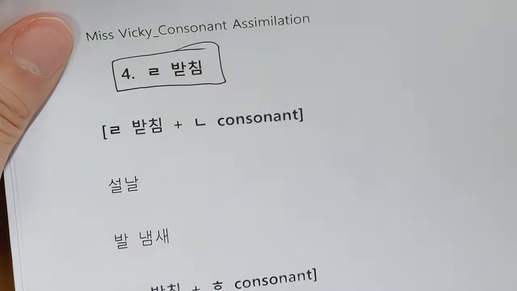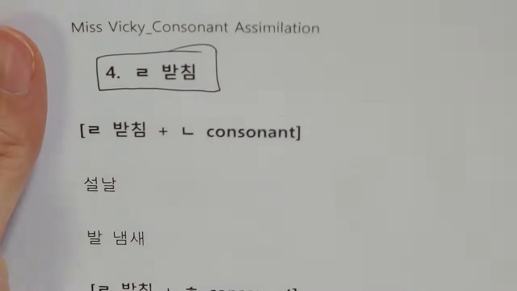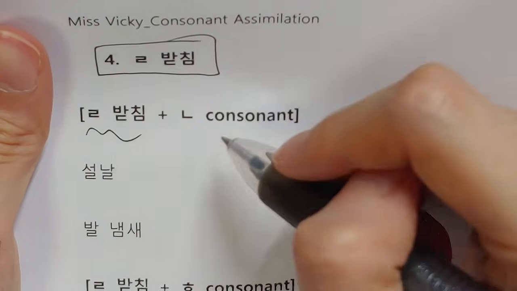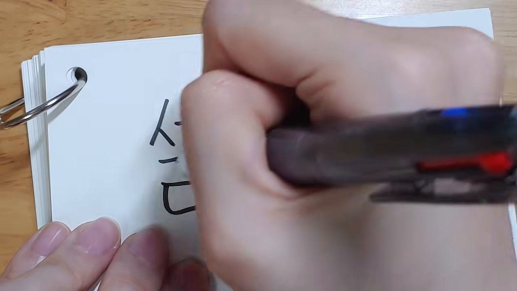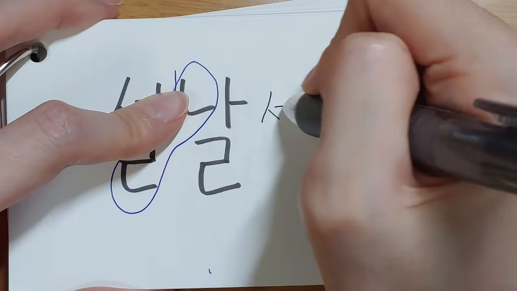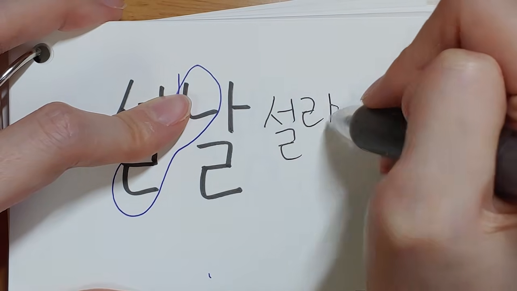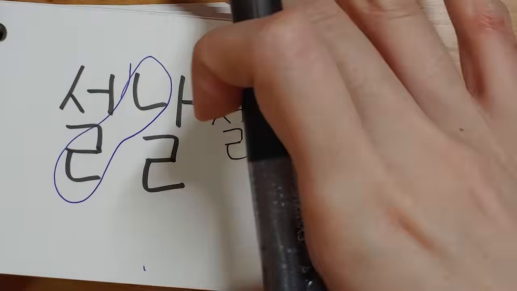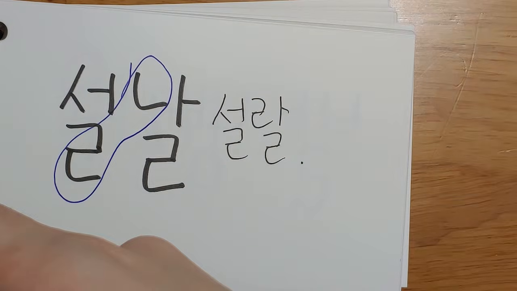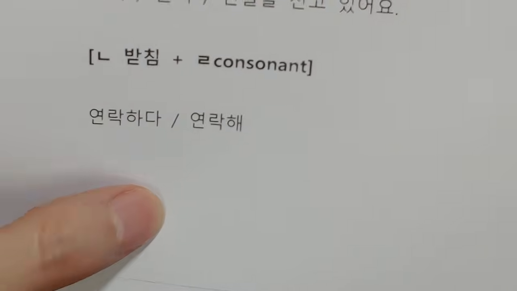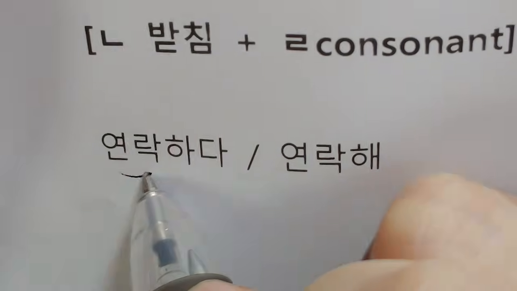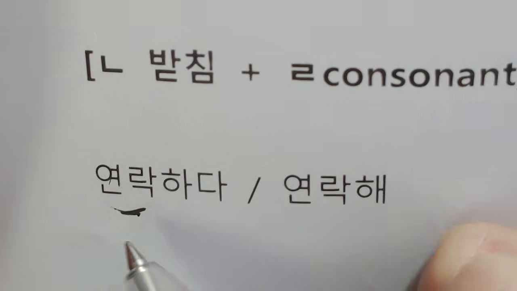And now we're moving on to 리을 받침. We're starting with 리을 받침 when it's combined with 니은 consonant. So let's look at this one. 설날. I pronounce it like 설랄, right? 설랄. And doesn't this rule look familiar? It has a very similar rule to the one that we learned in 니은 받침 and 리을 consonant combination, right? The way we pronounced this word, for example, was 연락, right? 연락.